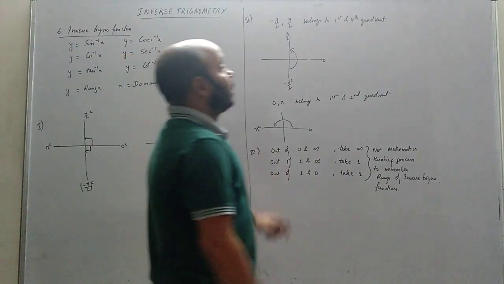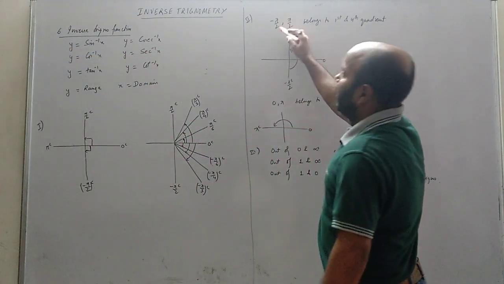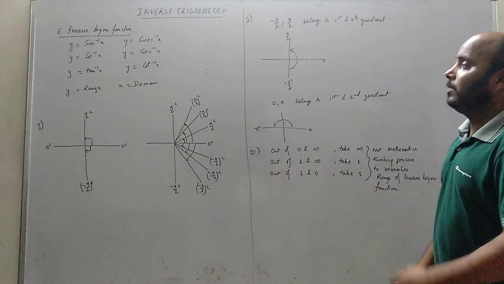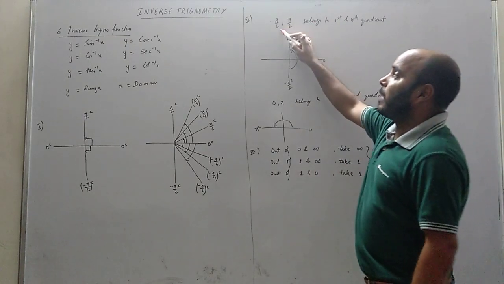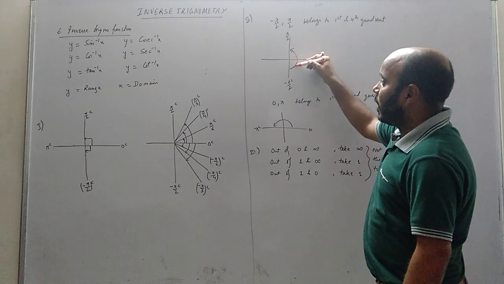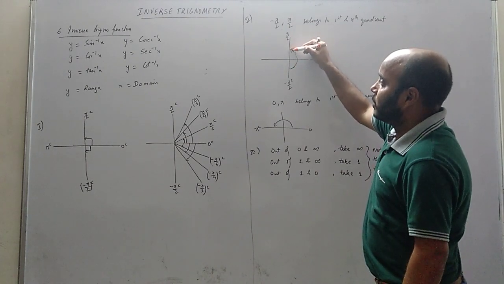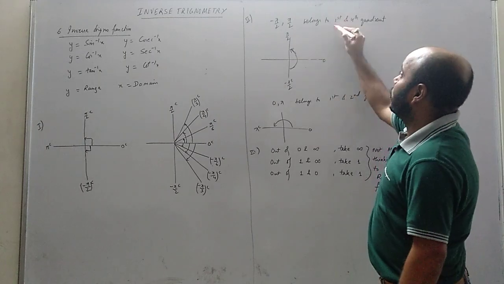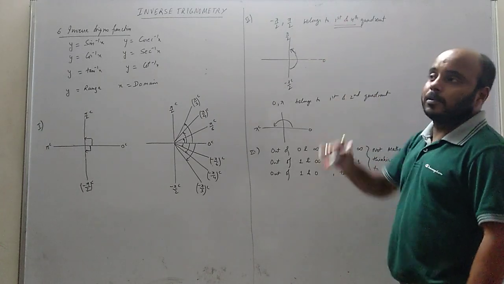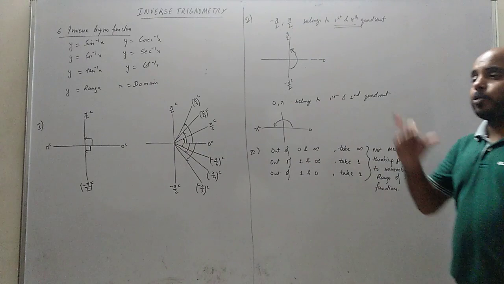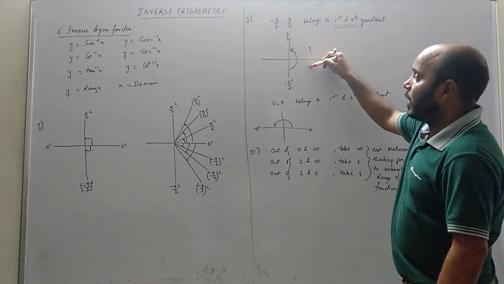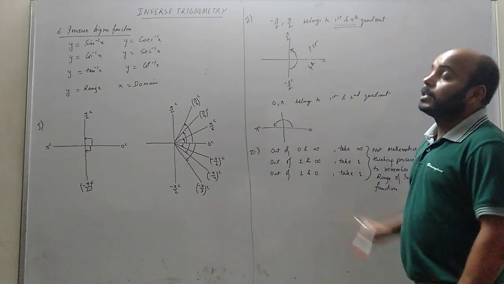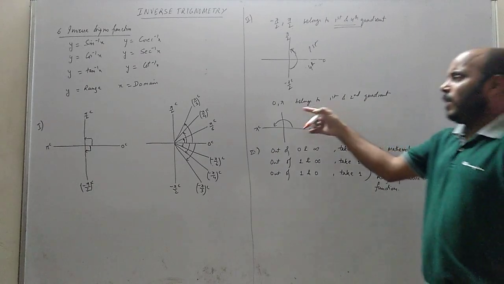Next, if I say minus pi by 2 to pi by 2, what does that mean? That means I am starting from here, rotating anti-clockwise till this direction, till pi by 2. So this belongs to first and the fourth quadrant. This you have to remember. Minus pi by 2 to pi by 2 belongs to which quadrant? First and fourth quadrant. Similarly 0 to pi, this is easy, everyone knows.